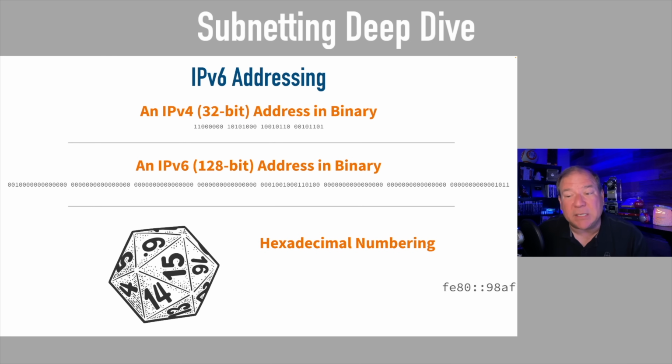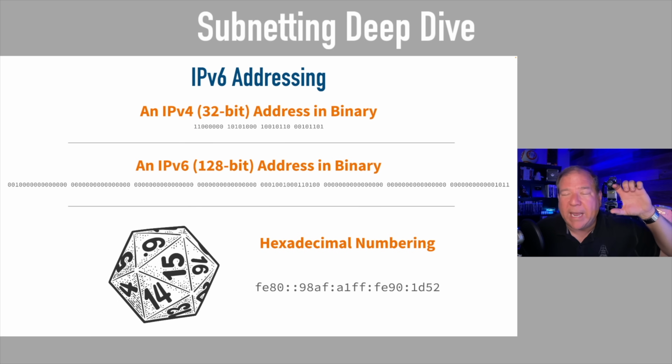We're going to use hexadecimal numbering. A hexadecimal number is where we have one digit that could be one of 16 different values. Now with binary, with base 2 numbers, a single digit could be either a 1 or 0. So it could be 2 values.